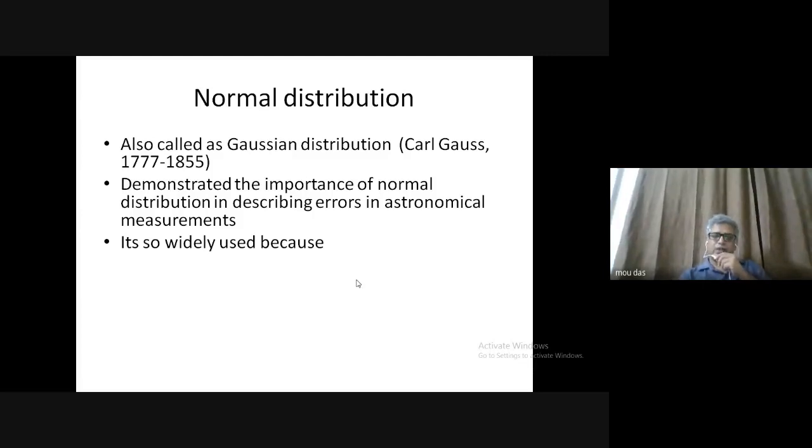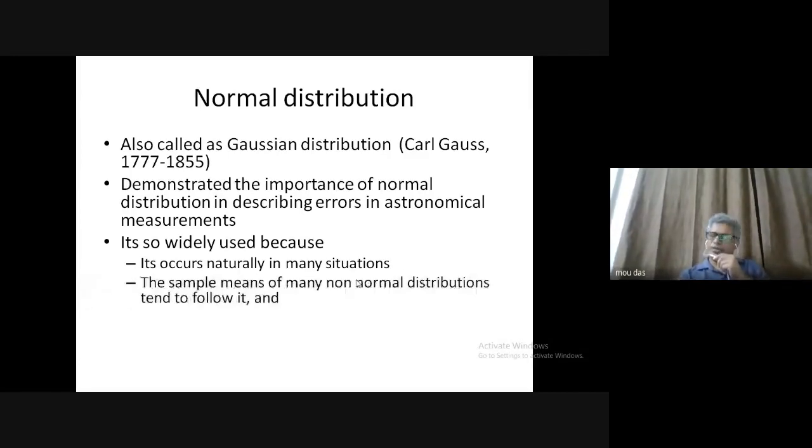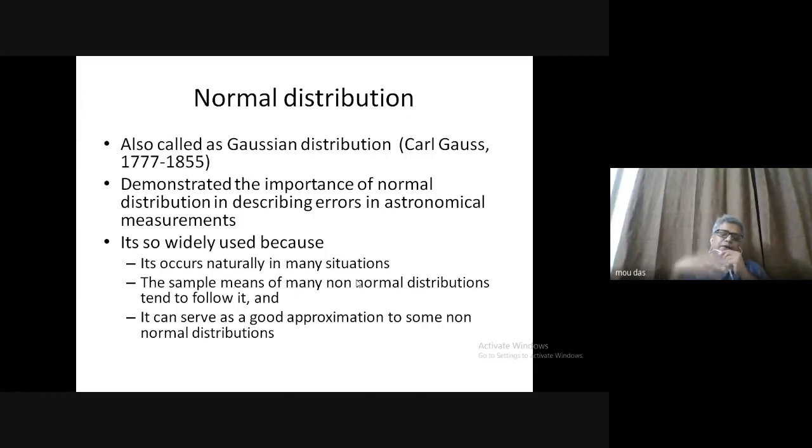It is widely used because it occurs naturally in many situations, and because it has a peculiarity called the central limit theorem. We'll describe that subsequently. It means the sample means of many non-normal distributions tend to follow it. Another beauty of normal distribution is that even non-normal distributions, such as a binomial distribution, can approximate a normal distribution if you take huge samples. So normal distribution can act as a mother design on which all the other distributions can be approximated.